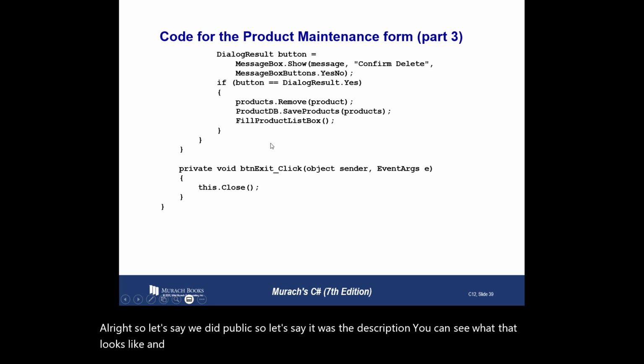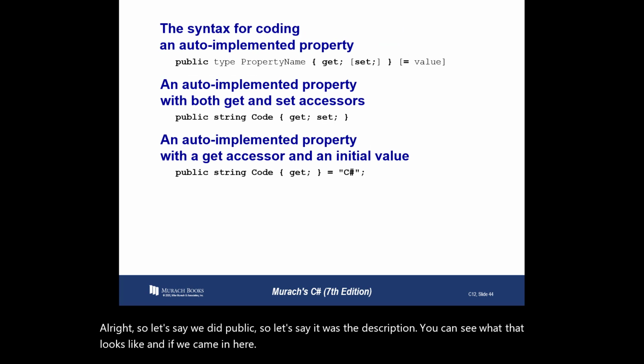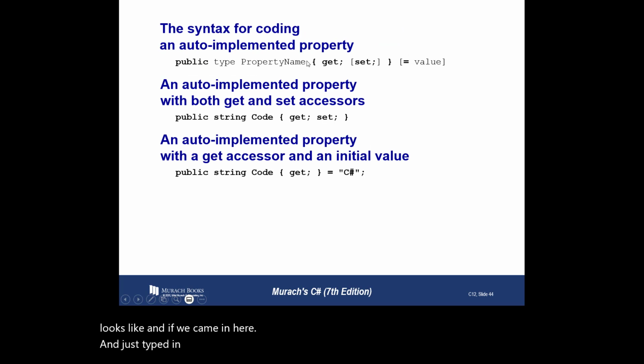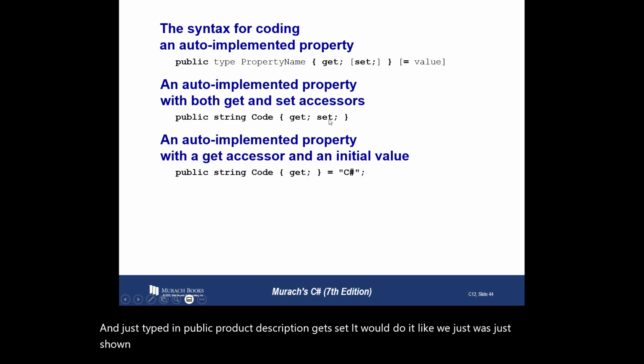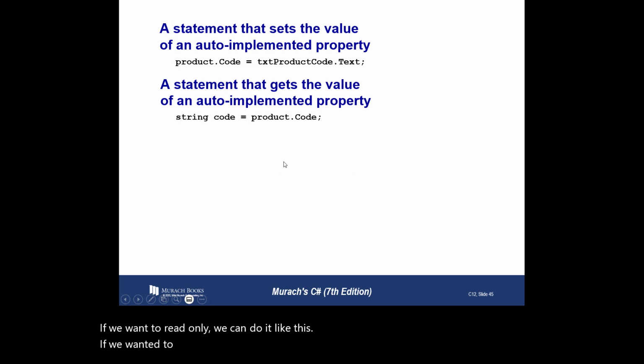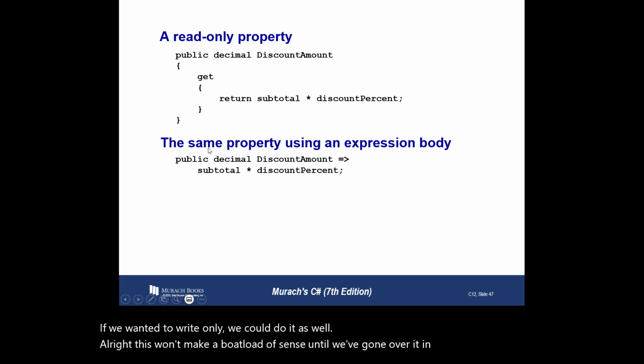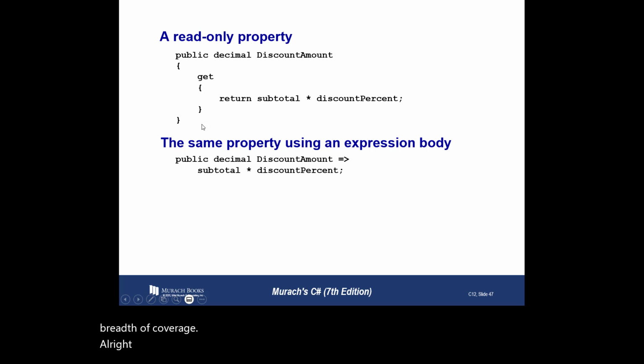And if we came in here and just typed in public product description get set, it would do it like we were just shown. If we want read only, we could do it like this. If we wanted write only, we could do it as well. This won't make a boatload of sense until we've gone over it in more depth and breadth of coverage. So here's a read-only property.